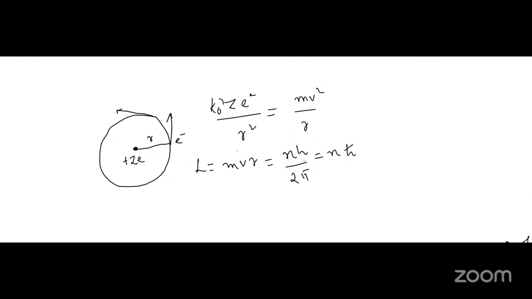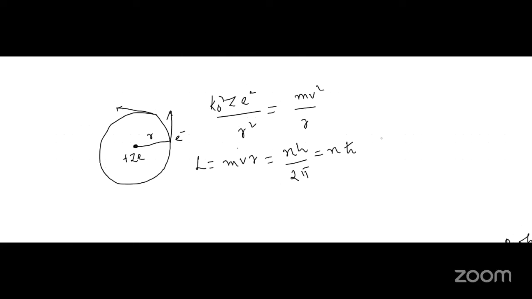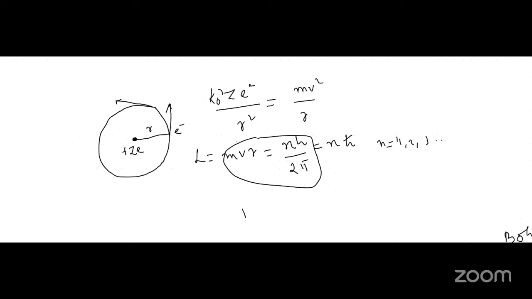And this n value can be taken as n equals 1, 2, 3, and so on. So from mvr equals nh by 2 pi, we can calculate the velocity of the electron, which is given by v equals nh by 2 pi mr, otherwise written as n h-cut by mr.